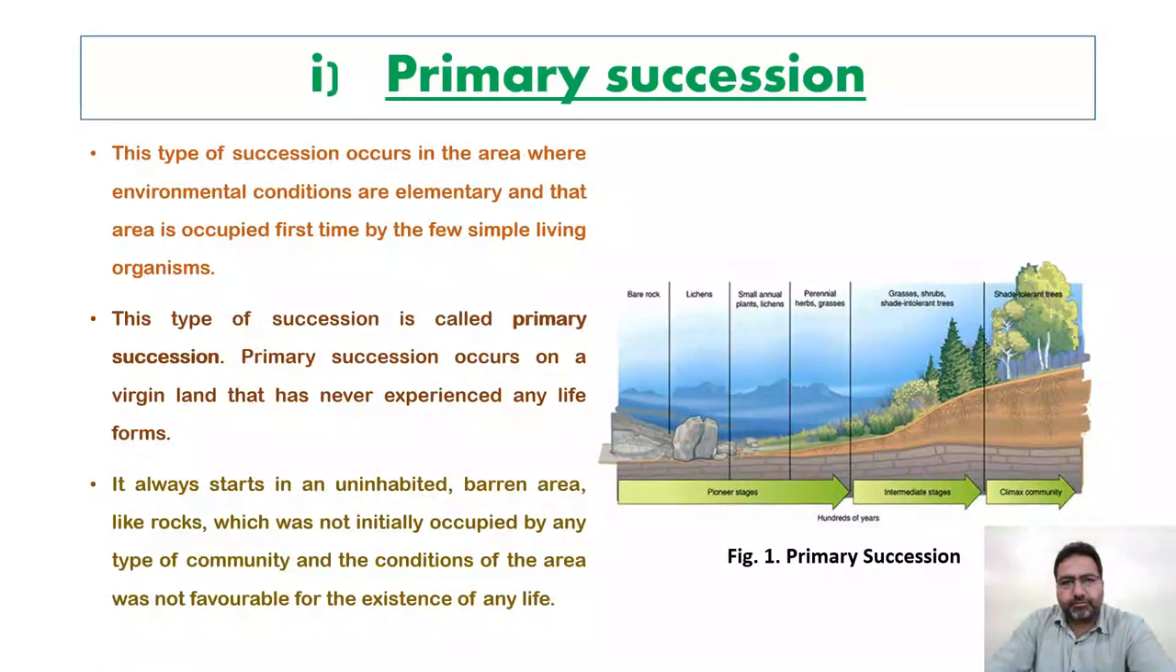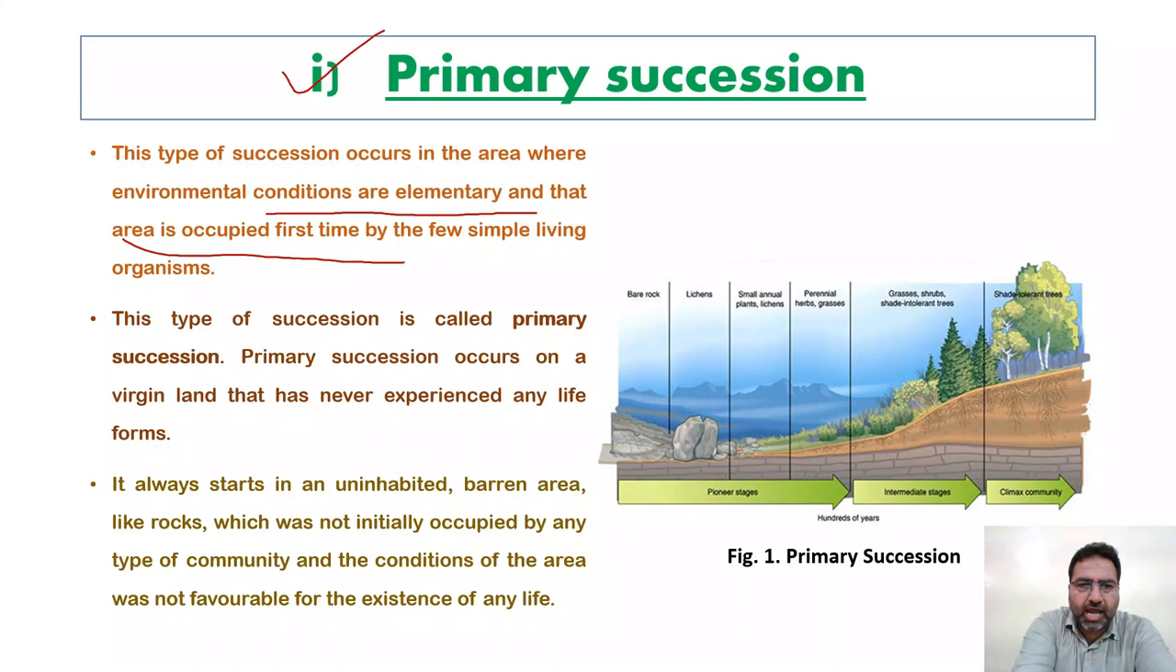Then in addition to the autotrophic and heterotrophic succession, there are also different types of succession based on the availability of the nutrients in the soil. So, based on how the nutrients are present in the soil, the succession can be primary succession or secondary succession. When we talk about primary succession, this type of succession occurs in an area where environmental conditions are elementary. That area is occupied for the first time by a few simple living organisms.